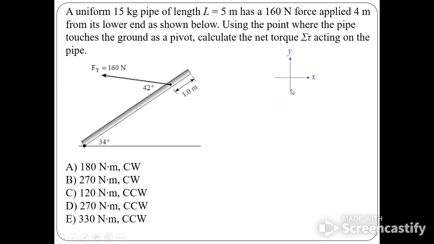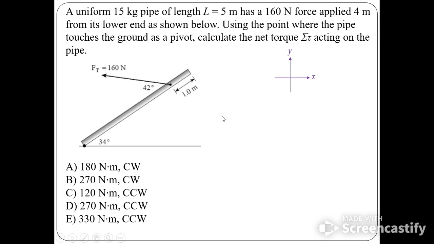A traditional up and right would be positive. So everything I do will be based on that reference point. Okay, so here we have a pipe of length 5 meters. The mass of it is 15 kilograms. And then we have a diagonal force here directed in the second quadrant with a magnitude of 160 newtons at an angle of 42 degrees above the pipe.